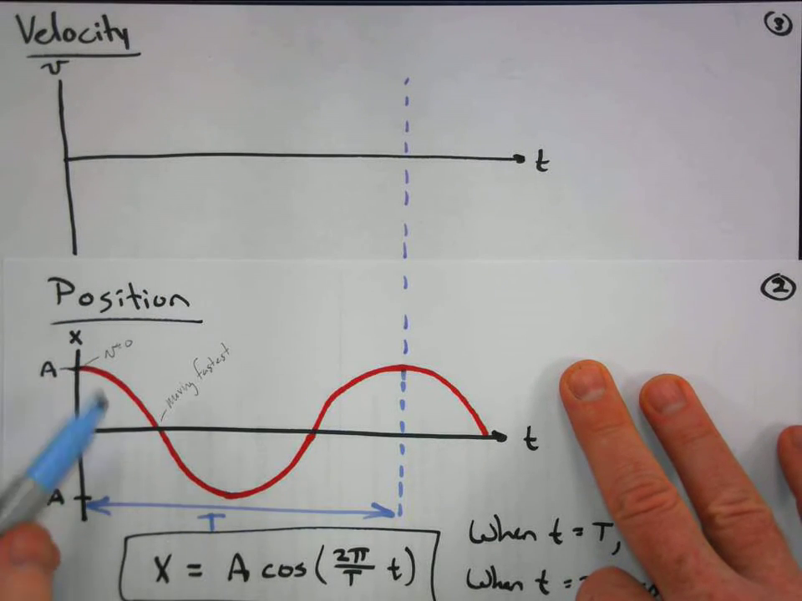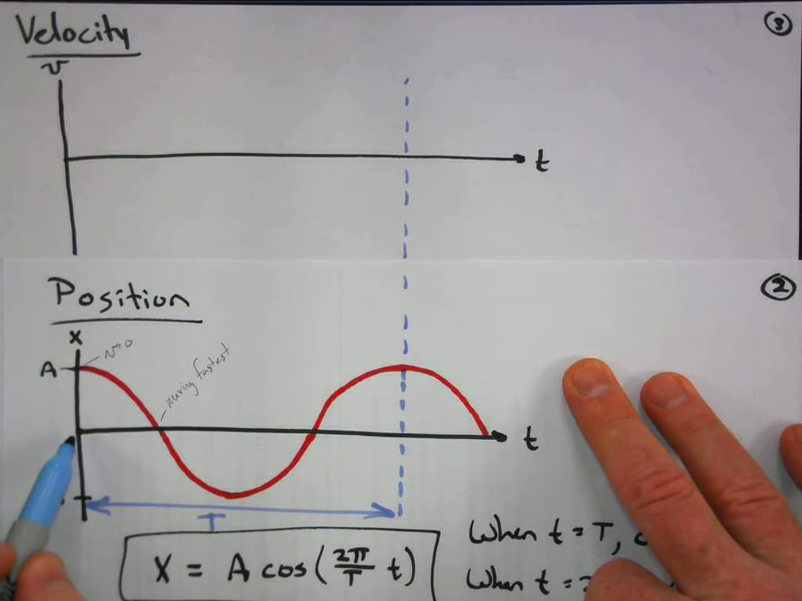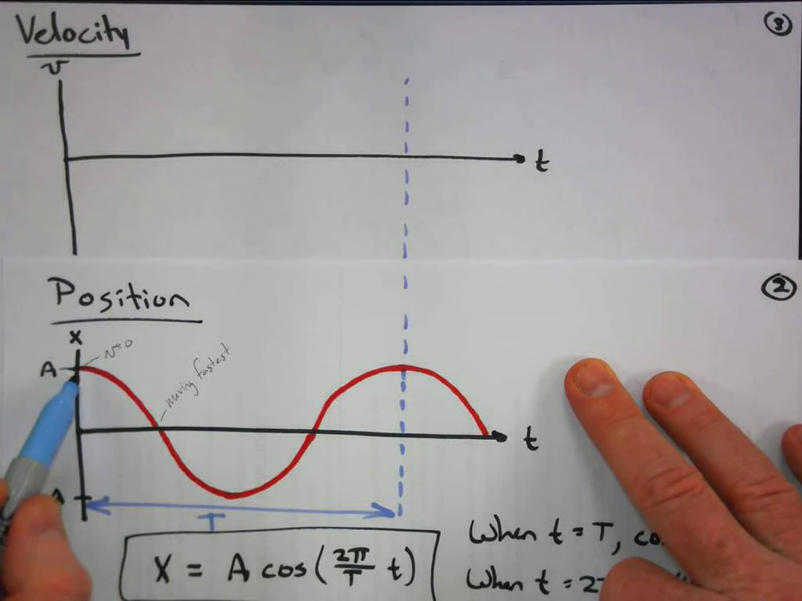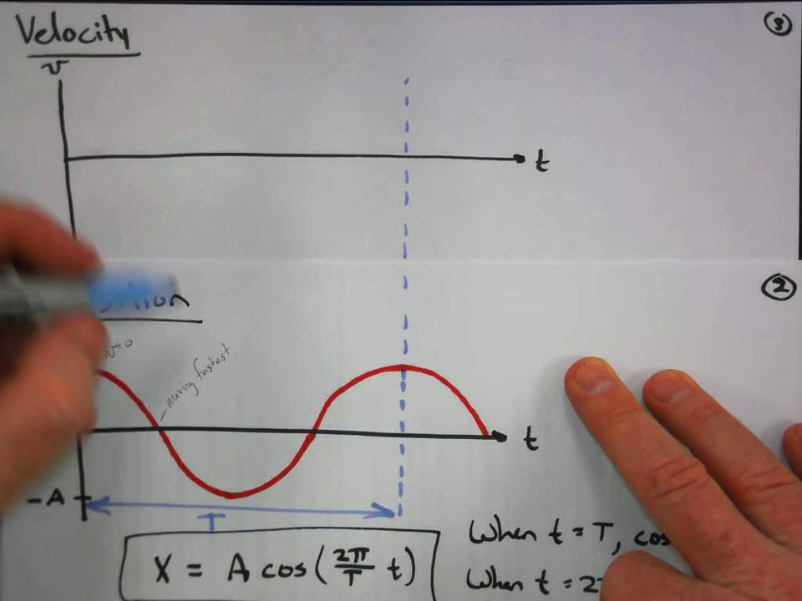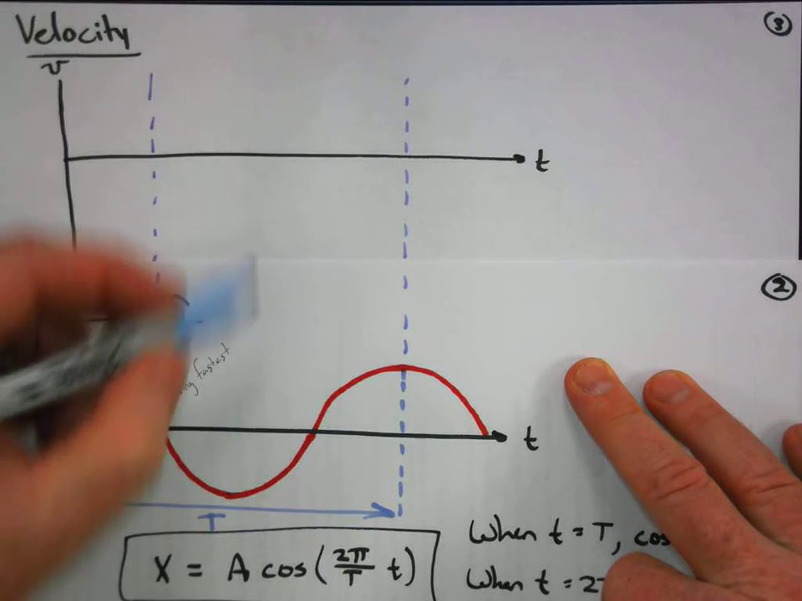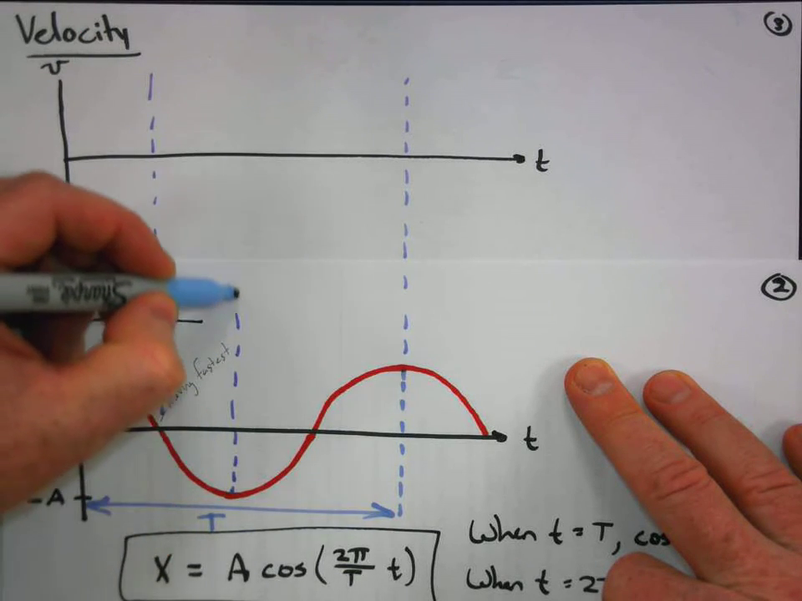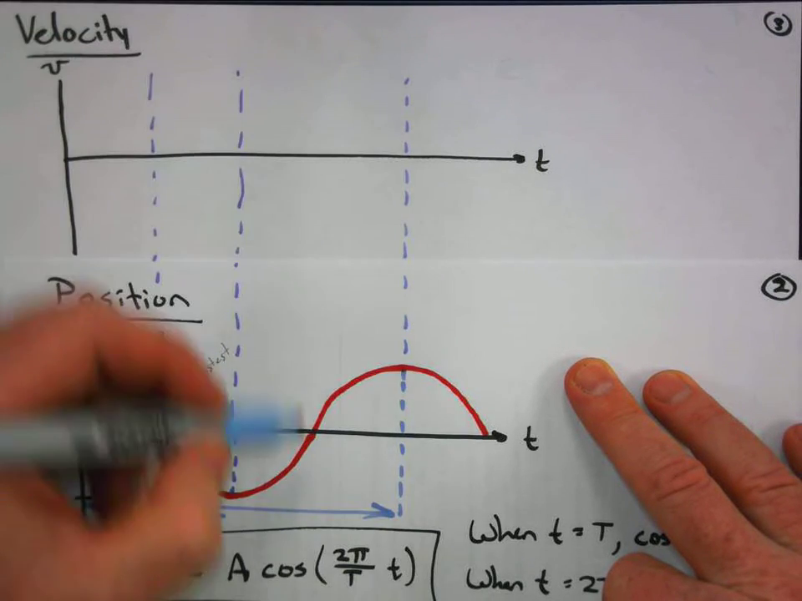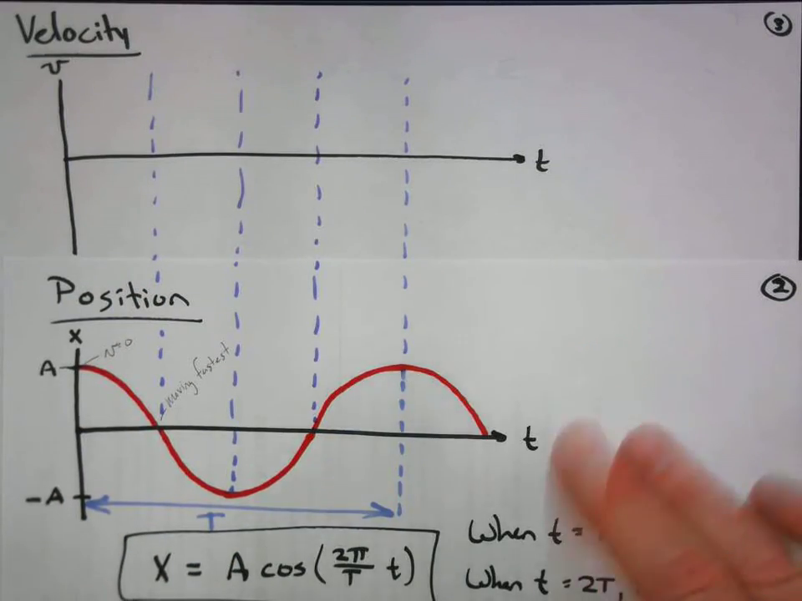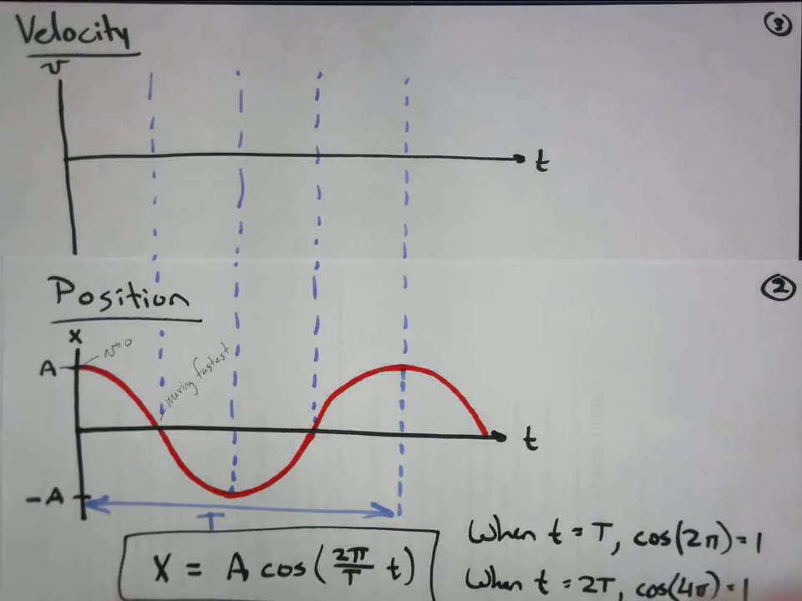And there's some interesting things. We have at a position of 0, it's going really fast. And at a position that's maximum, it's going not at all. It's got a velocity of 0. So we can tie a few things together. At this point, there's something important going on. And at this point, there's something important going on, right? So what is all this going to mean?